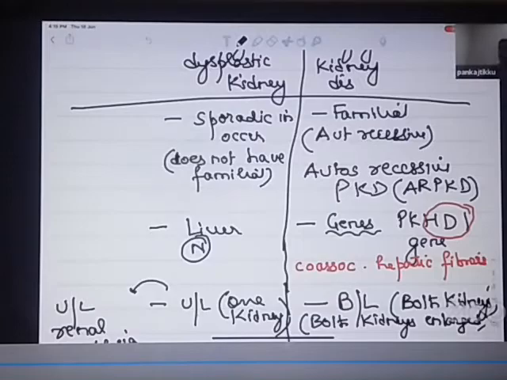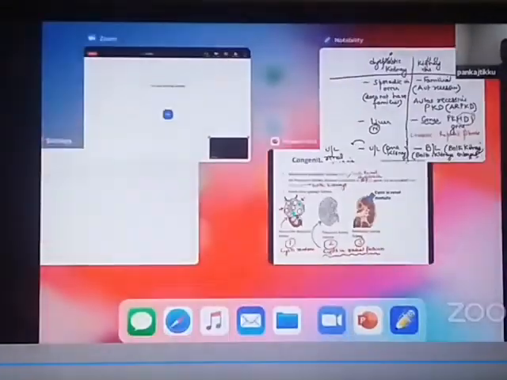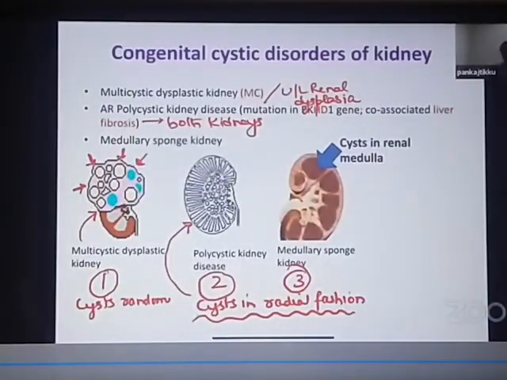Okay, so I hope you have understood the differences between these two disorders. The third type of congenital cystic disorder is known as medullary sponge kidney. This is the third one, medullary sponge kidney. Why is it known as medullary sponge kidney? Because there are cysts present in the renal medulla.